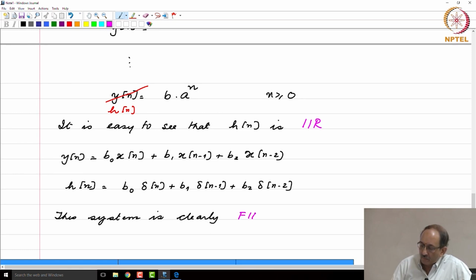FIR, because the impulse response consists of 3 samples. Starting at n equal to 0 it is b0, at n equal to 1 it is b1, at n equal to 2 it is b2. So, this is a system whose impulse response is of finite duration. So, this is an FIR system.